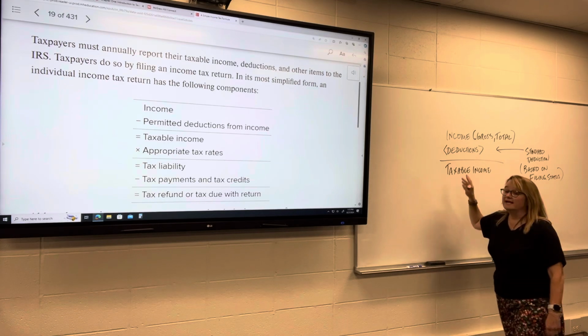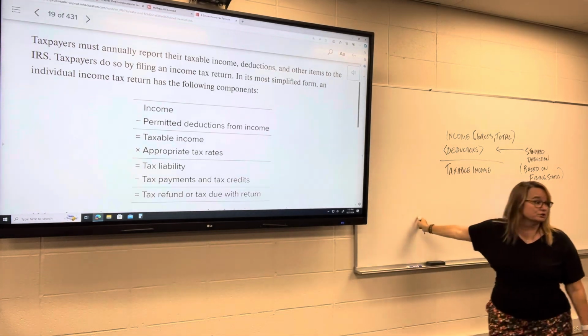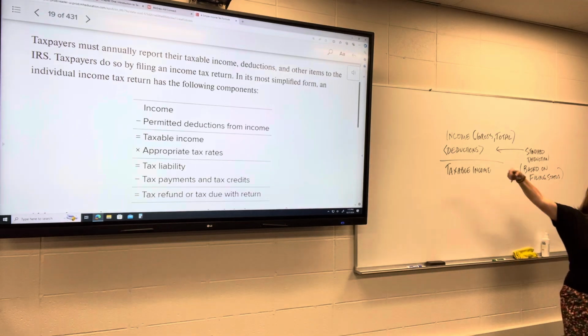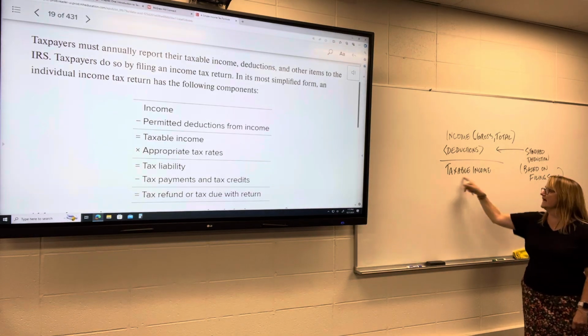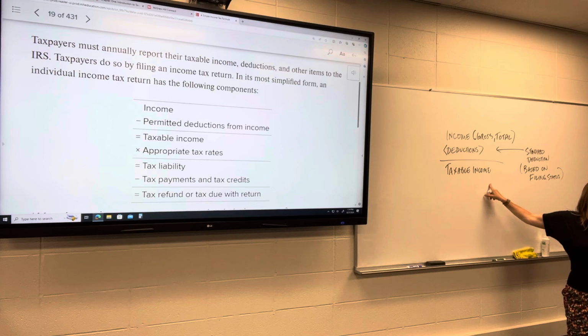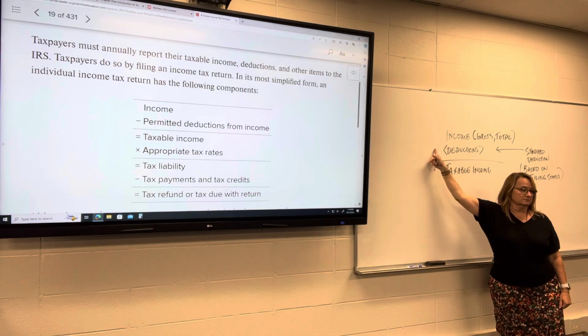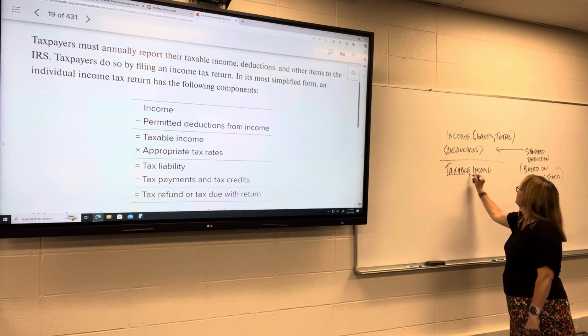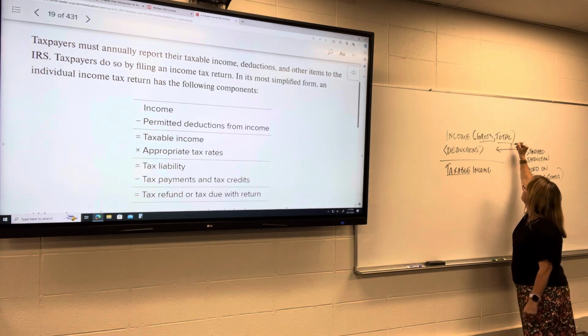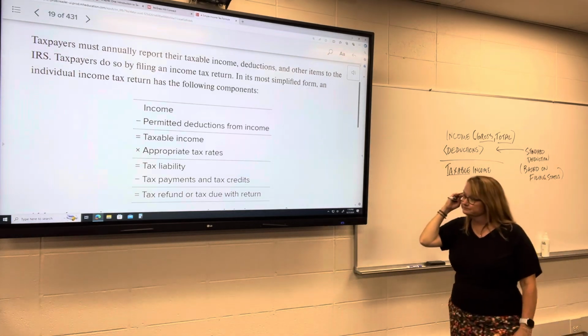So again, if the problem tells you Mary Beth has $50,000 of taxable income, you should know this calculation's already been done. You don't have to do it again. Okay? So be careful about this wording when you're doing your homework problems.